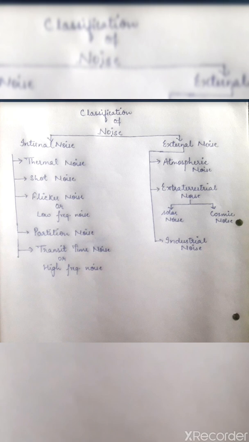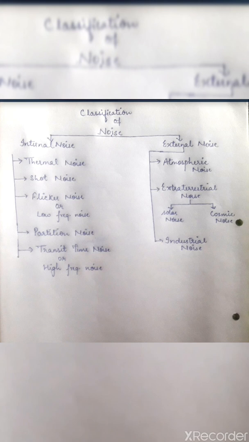The last classification of external noise is industrial noise. What is industrial noise? Industrial noise or man-made noise is that type of noise which is produced by sources like automobiles, aircraft, electrical motors, leakage from high voltage transmission lines, and several other electrical equipments. That's all about the external noise.